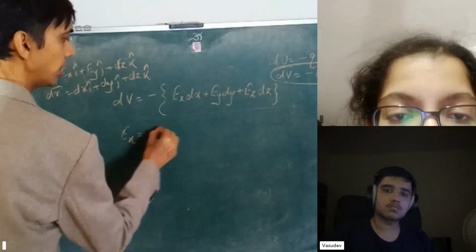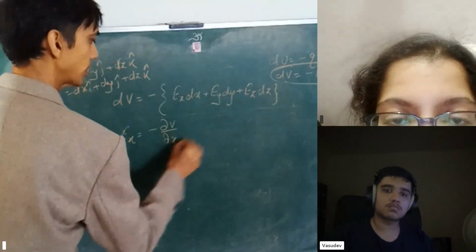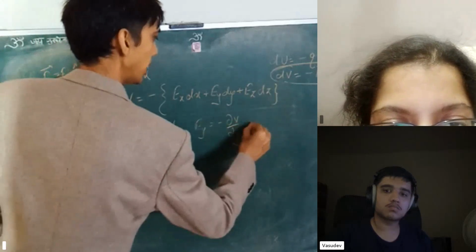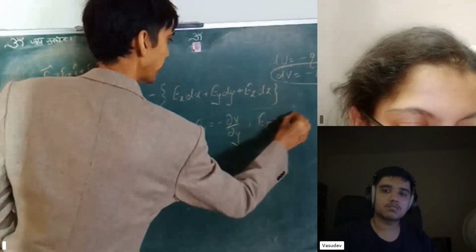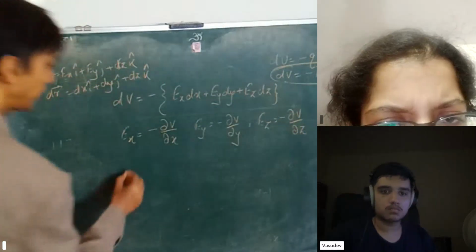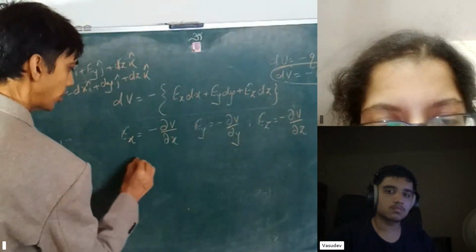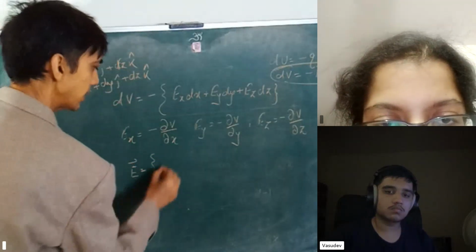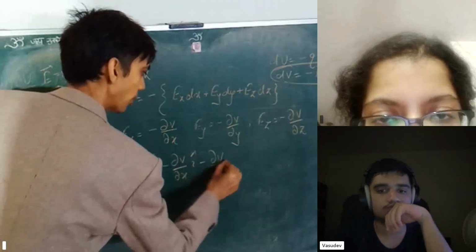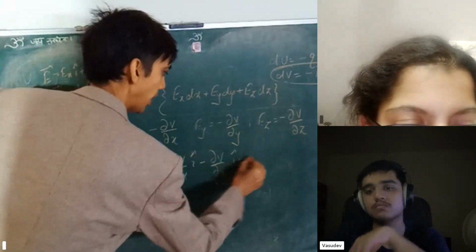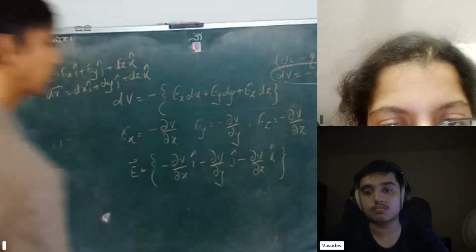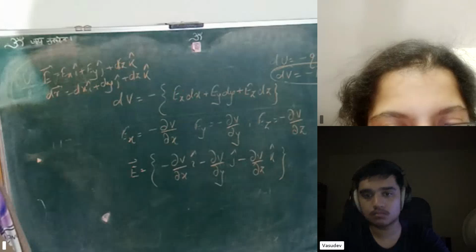From here, what can we write for Ex? Ex solo is the partial derivative of V with respect to x. Similar interpretation goes for Ey and Ez, partial with respect to z. We wish to write the value of E now. E is what to us? E vector, known to you. I write it as minus of this i cap, minus of this one j cap, minus the partial derivative of V with respect to x.